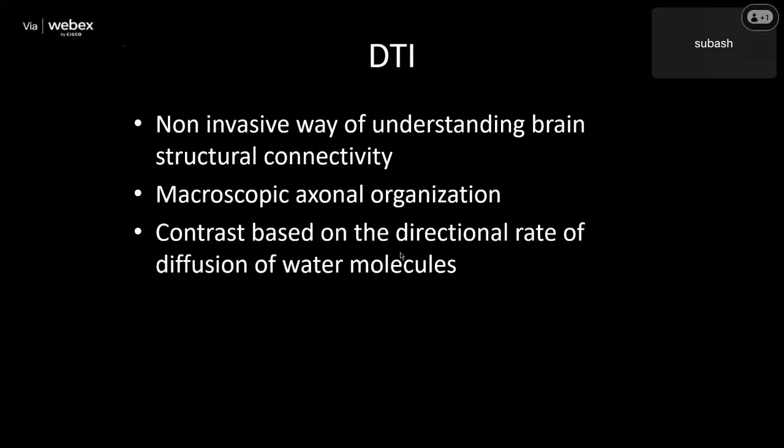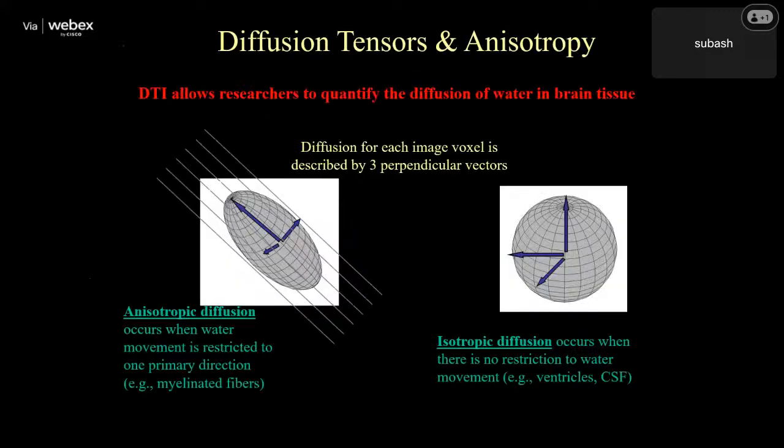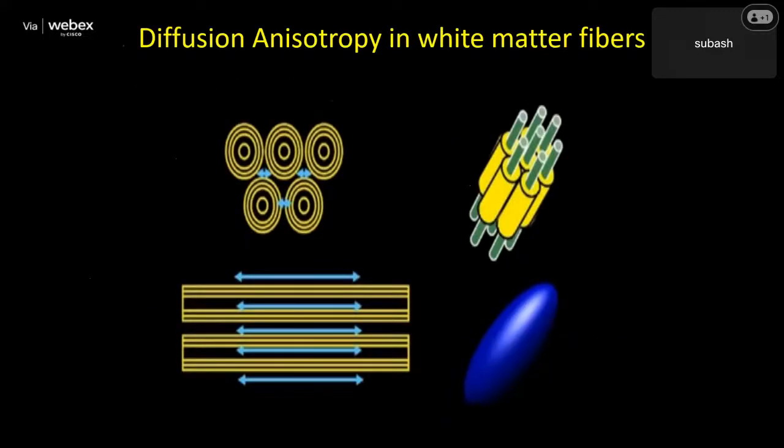And the contrast is based on the directional rate of the diffusion of water molecules. So it is exactly studying the direction of the diffusion processes happening in the brain to generate these maps. We have seen this diffusion, isotropic and anisotropic. And this is how the white matter fiber tracks look like.